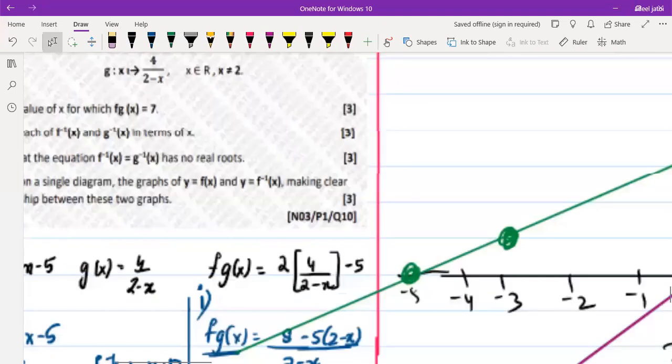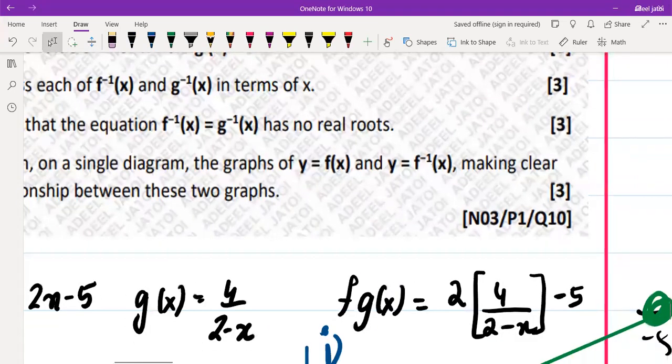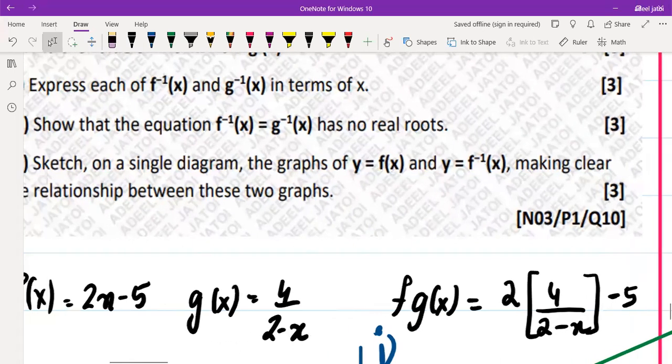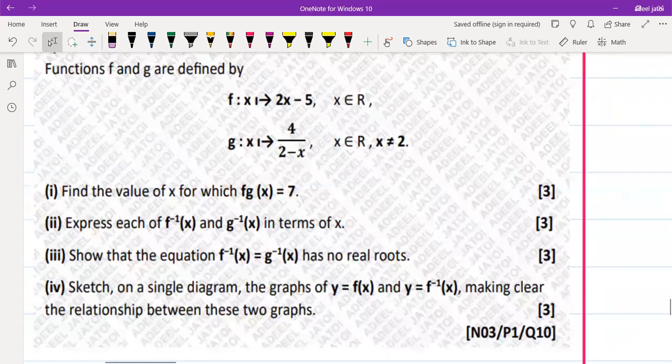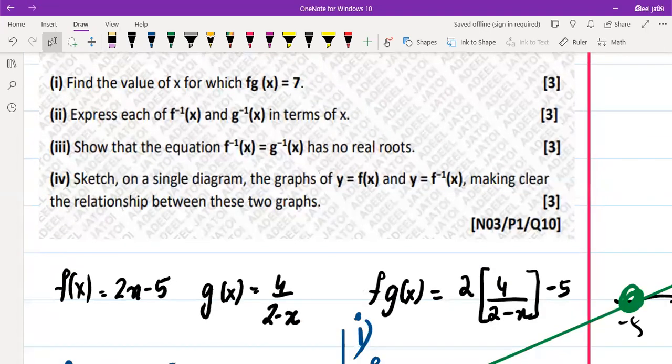So this sketch was made to make the relationship clear. The relationship is reflection in the line y is equal to x. That was question number 8 from the book, November 2003, paper 1, question number 10.